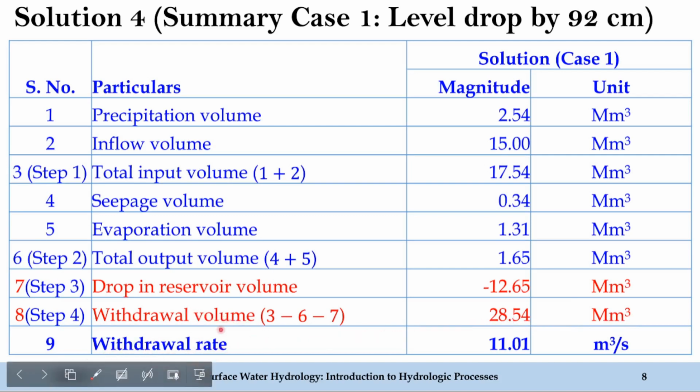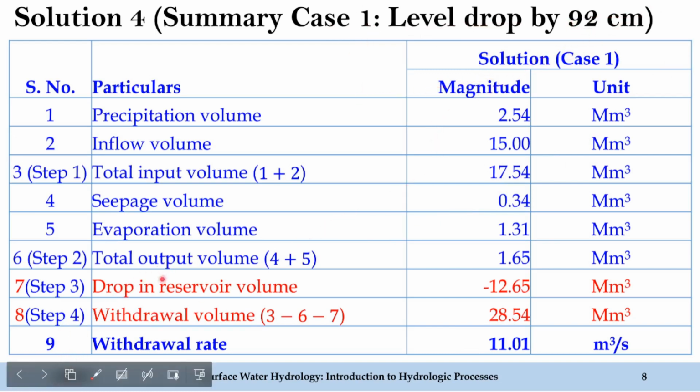And in order to find out the rate, we just divided the total volume by the duration, which was 30 days in the present condition, and finally we got the constant withdrawal rate of 11.01 meter cube per second. So I hope you were able to follow the first part of this problem, and the first part was the case of level drop by 92 centimeter.